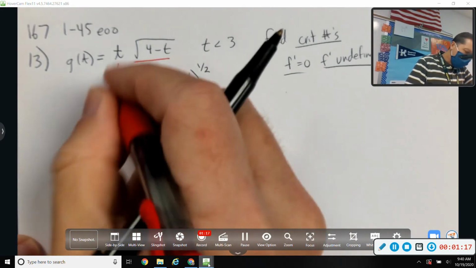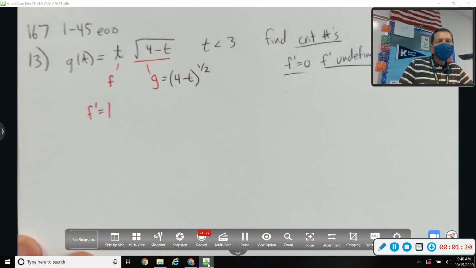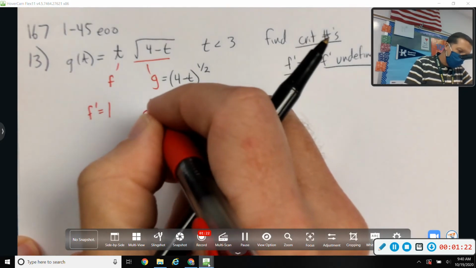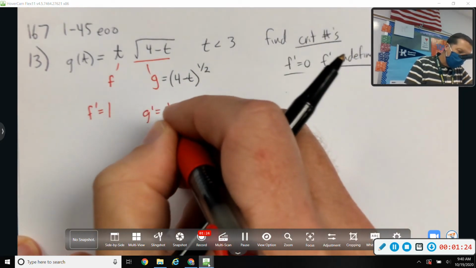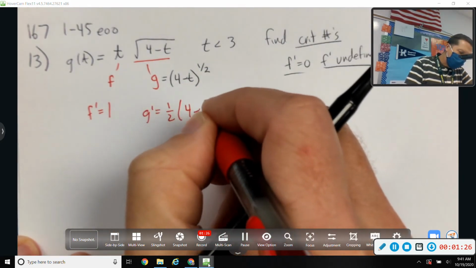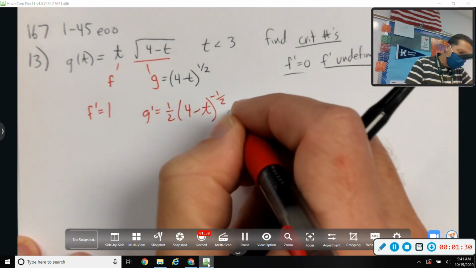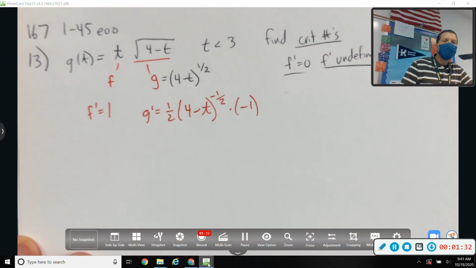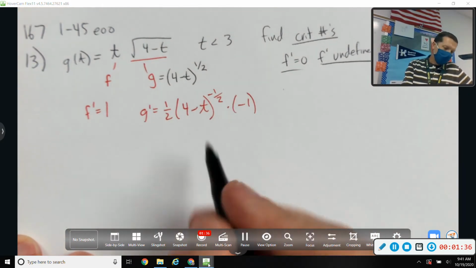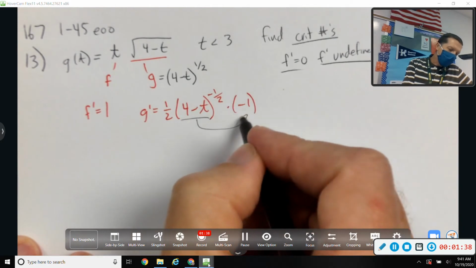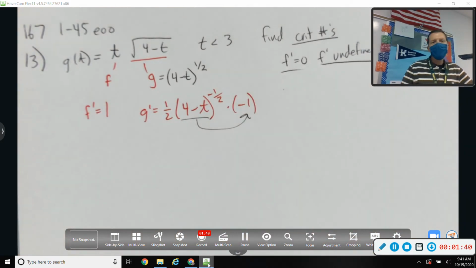So f prime, that's an easy one. That's 1. G prime, that's not too bad. 1/2 times 4 minus t to the negative 1/2 times negative 1. Chain rule, you've got to always look for the chain rule. So that negative 1 comes from the derivative of the inside.